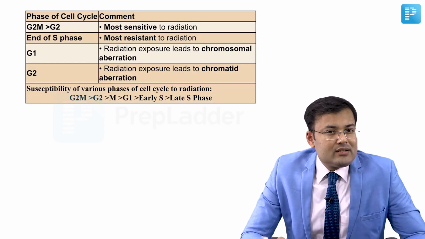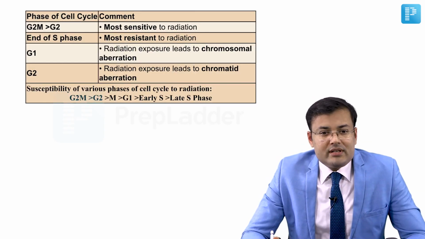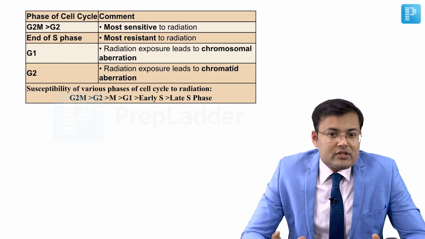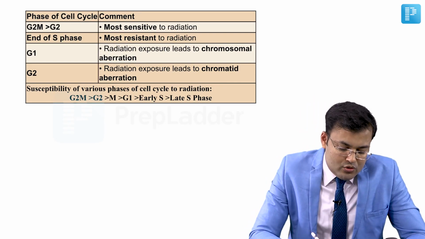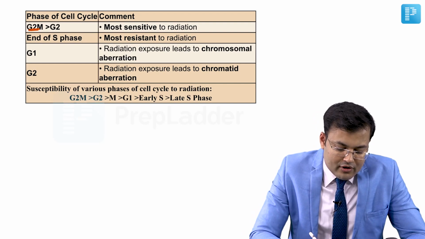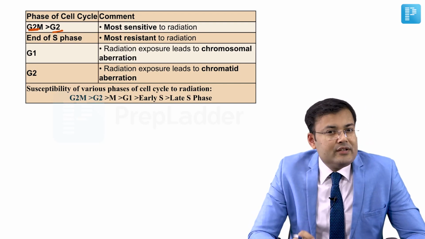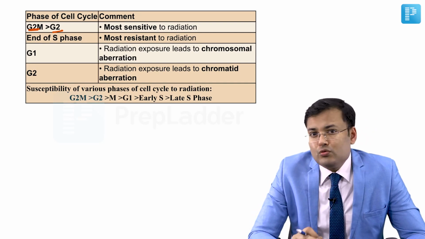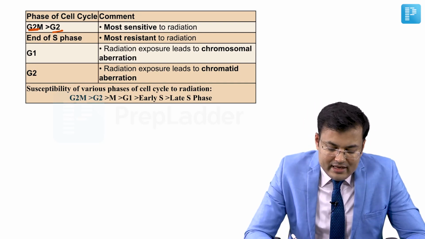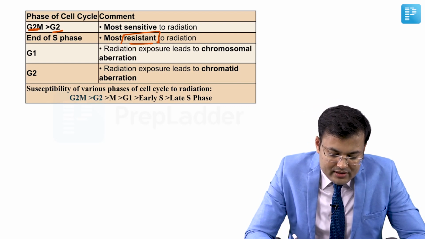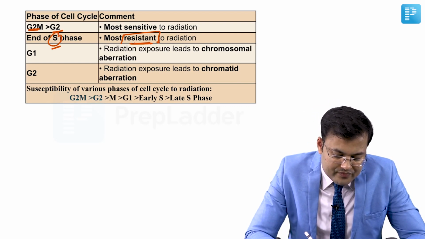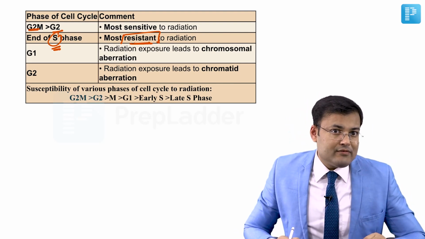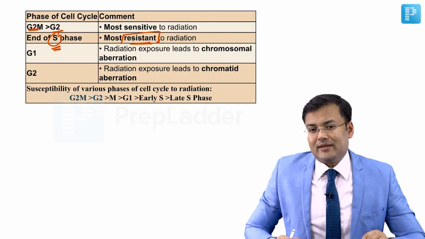There are many questions asked related to radiosensitivity of the cell cycle phases. The most sensitive to radiation is G2M phase followed by G2. If G2M is there in the options, choose G2M. If it is not there, choose G2. And the most resistant to radiation is S phase. In S phase, it's the end of S phase which is most resistant.